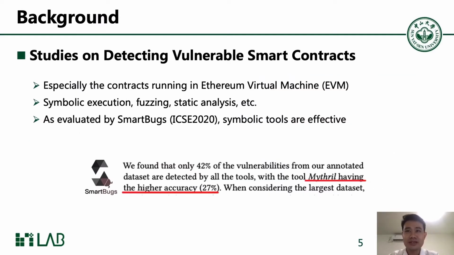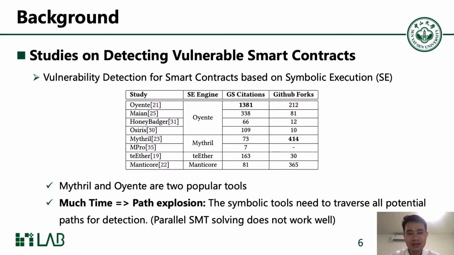There are substantial studies on detecting vulnerable smart contracts, especially the contracts running in the Ethereum Virtual Machine, so-called EVM. They are based on various methods like symbolic execution, fuzzing, static analysis, and so on. As evaluated by SmartBugs in ICSE, symbolic tools are effective. Here we give a survey on the tools of vulnerability detection for smart contracts based on symbolic execution, including the SE engine, citations in Google Scholar and GitHub forks. As for symbolic execution tools, Oyente and Mythril are two popular tools from academia and industry.